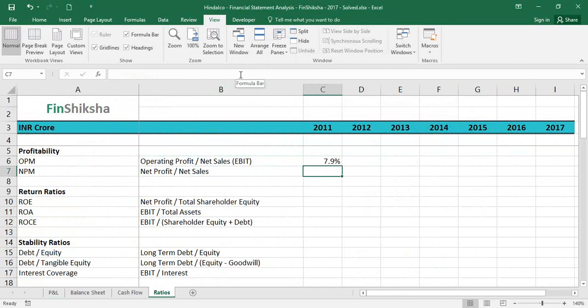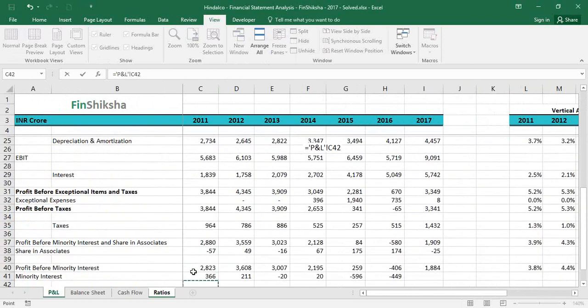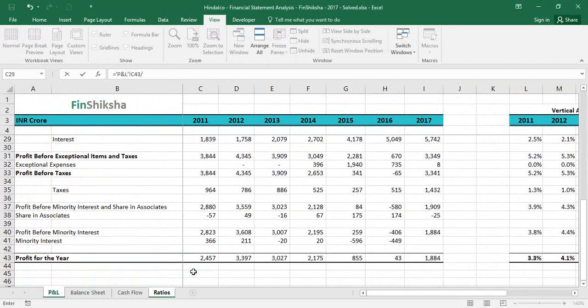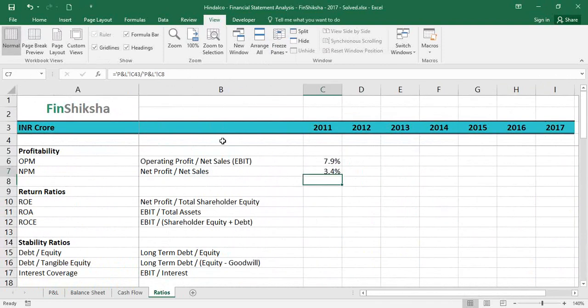Net margin or net profit margin is nothing but net profit by net sales. So I'm going to go right down to the net profit number, which is here, profit for the year, and divide it by the net sales number. This number is also available in our vertical analysis. Profitability is kind of done. Let's do the calculation for each of these for the first year, and then we'll just drag it to the right side to understand what's happening.